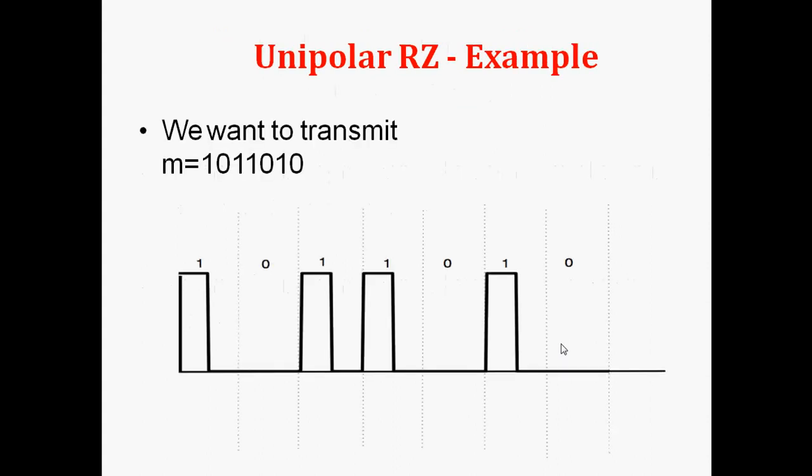How can we represent it? Take a look here, we are transmitting the same signal, 10111010. 1 is represented by some level half the pulse width of the signal, where this is the total pulse width. Half the pulse width will be represented by some level and 0 is represented by the absence of the pulse. There is no pulse during the 0. 1 will be represented by half pulse width. Another 1 is again represented by half pulse width. 0, absence of pulse. Here is again absence of pulse.